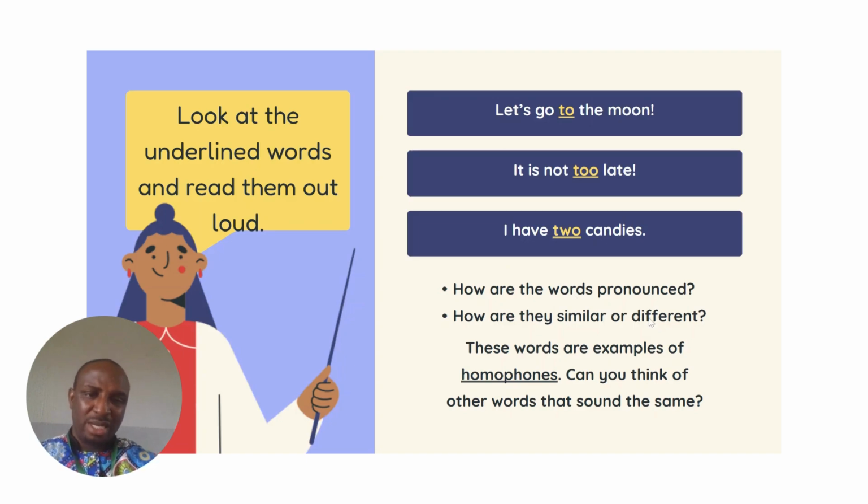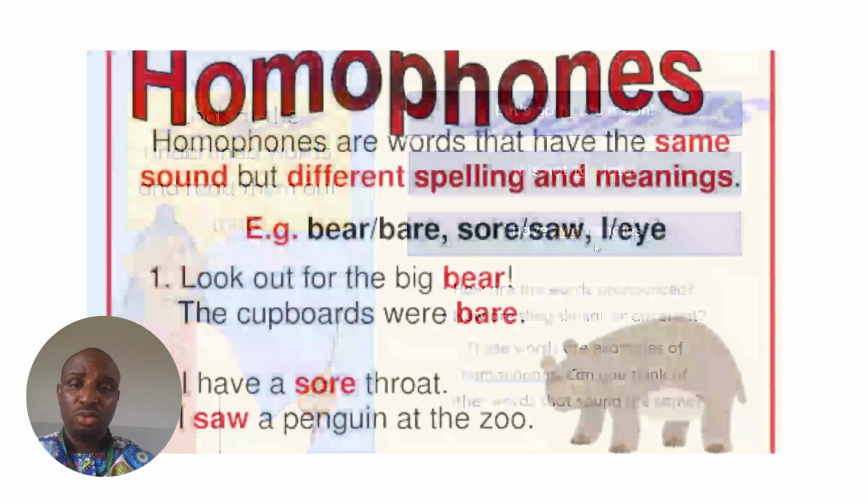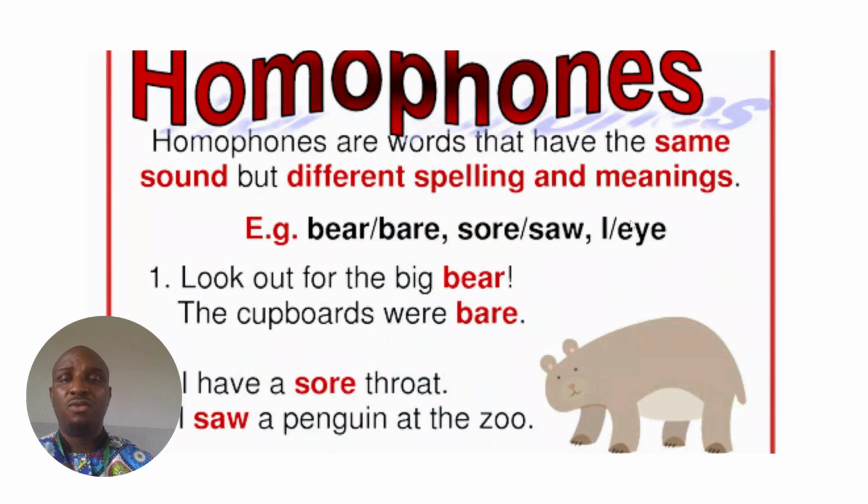How have you been able to pronounce them? Ask yourself, do they sound alike? Are they similar in sounds? At least there are two of these. TO, TOO, TWO sound alike. That leads us to what homophones are.